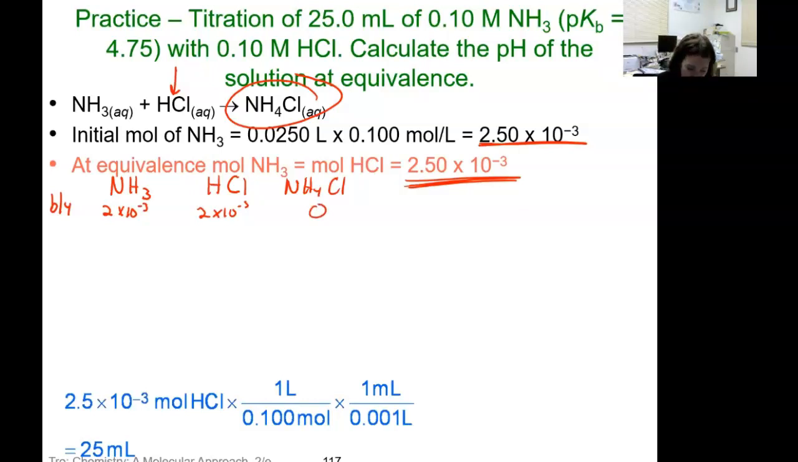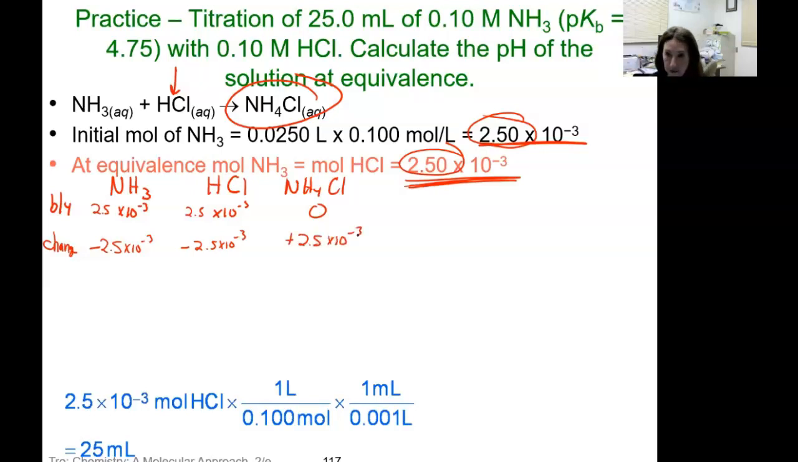Okay, now our change. So this is going to go down. By the way, I forgot the 5, sorry. It's 2.5, right, 2.5. So going to go down by 2.5 times 10 to the negative 3, right? This is going to go down by 2.5 times 10 to the negative 3. This is going to go up by 2.5 times 10 to the negative 3.